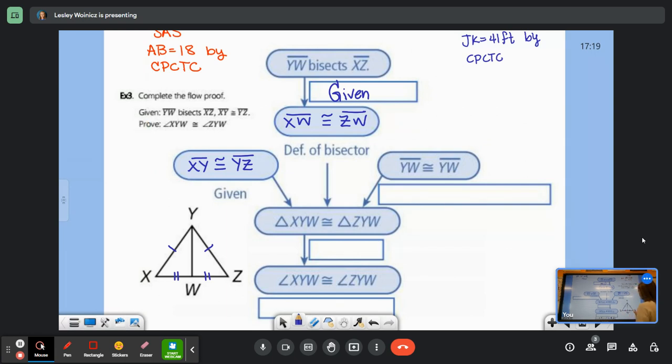Now, we've got two sides congruent. We either need another side or an angle. Now, what I see here is a shared side. I see that they're both sharing side YW. And here they're saying that YW is congruent to itself. Okay, that is because of the reflexive property of congruence.